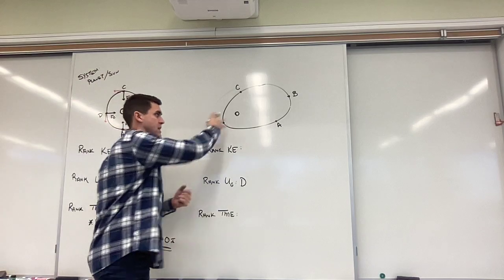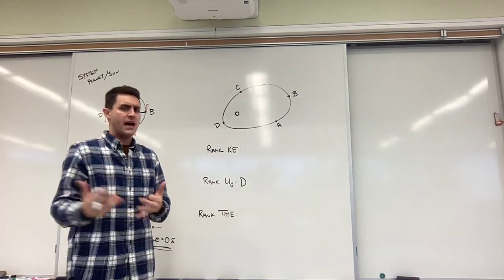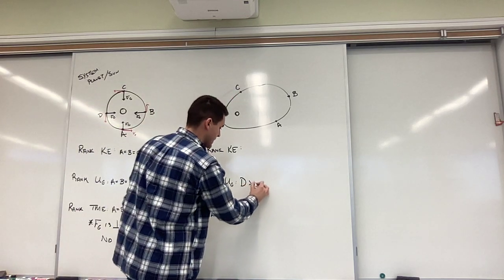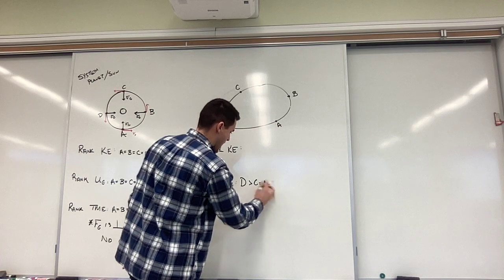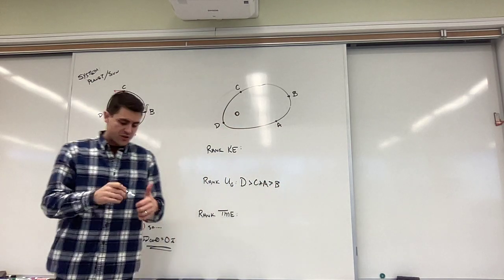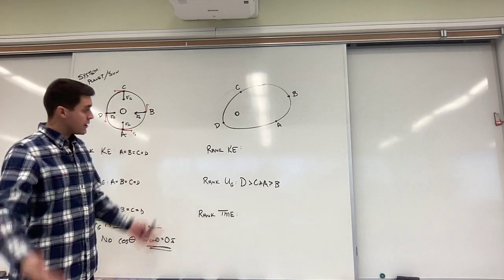If for some reason this thing were dropped, it would move the fastest. It would have the biggest conversion from UG to KE. It is closest, so there's the greatest force. And as I move further away, D is greater than C, is greater than A, not equal to, greater than, which is greater than B. The planet furthest away is going to move the slowest and have the least potential energy out there.